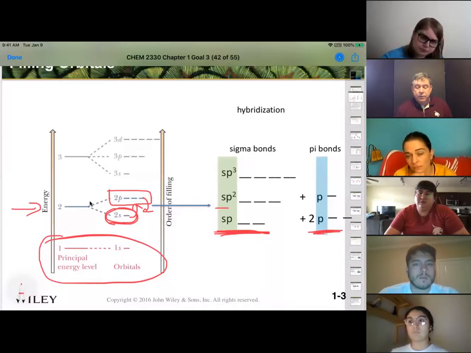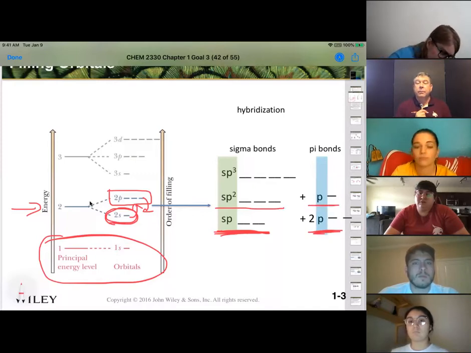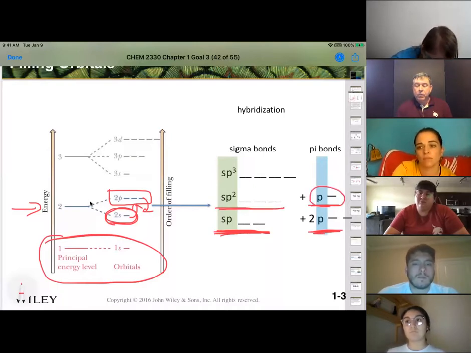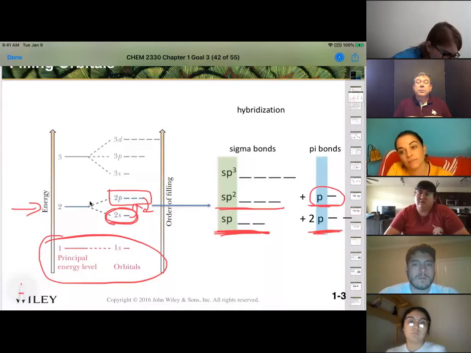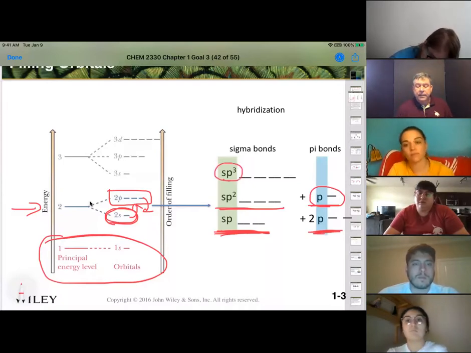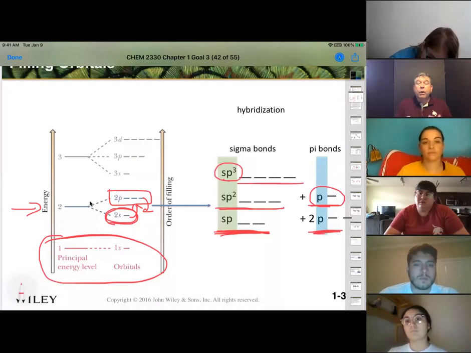We can actually put 2 p's together and leave 1 p unhybridized. And so we have 3 equivalent orbitals plus 1 more orbital that can do a different type of bonding. Or we can do what we do in carbon, which is blend all 3 p's together with the s, and we get 4 equivalent orbitals.